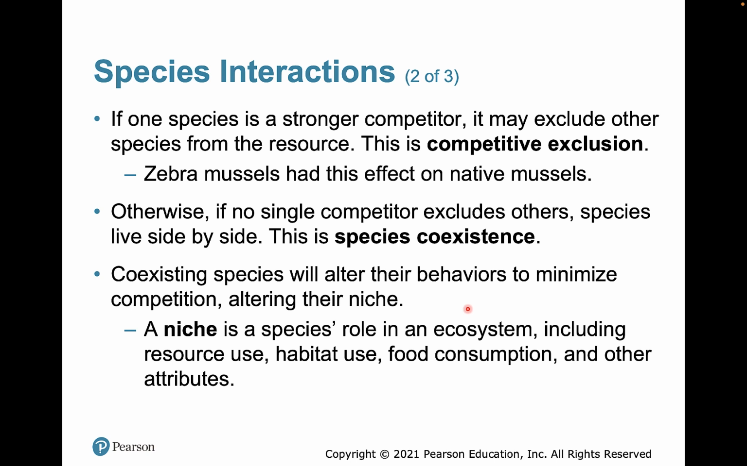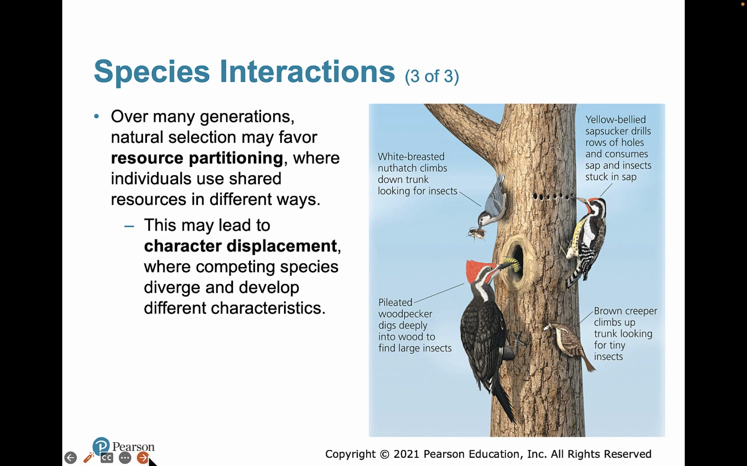And typically what winds up happening, if species are coexisting, they're going to change their behavior to alter their niche. Niche or niche, I say it both ways, is a species' role in an ecosystem. Resource use, habitat use, food consumption, and other things, okay? So niches can change periodically depending on availability of resources.